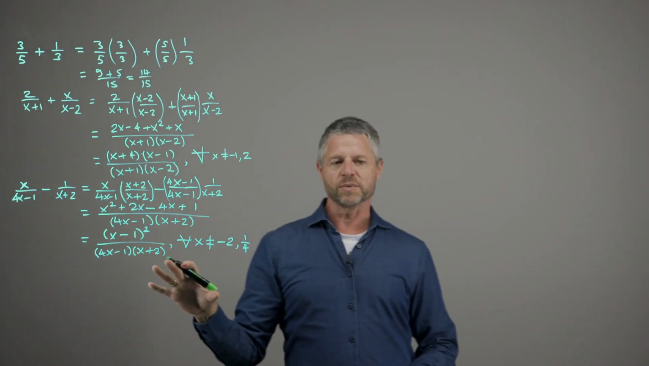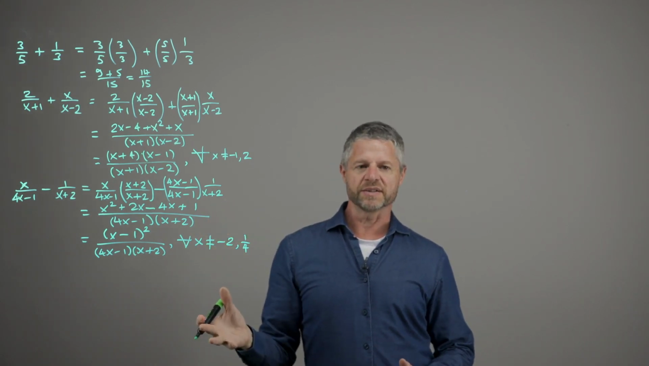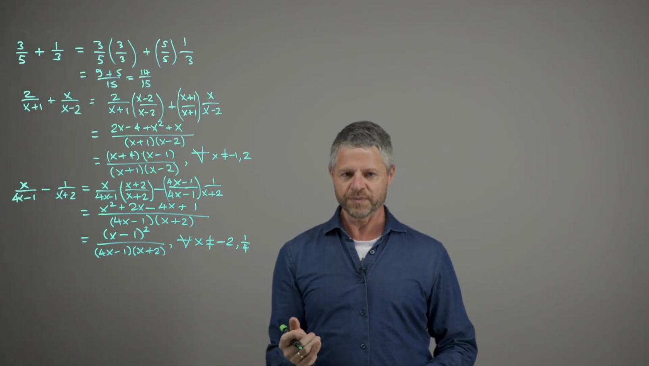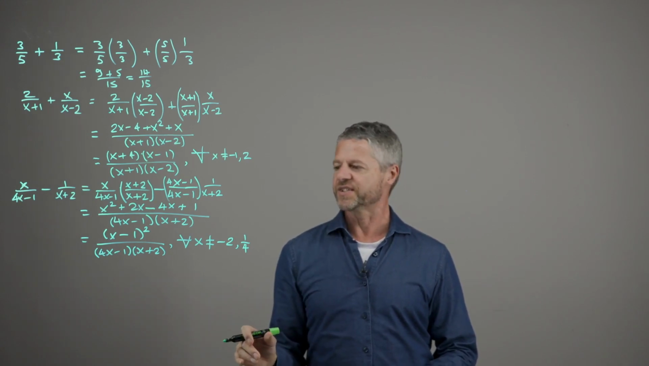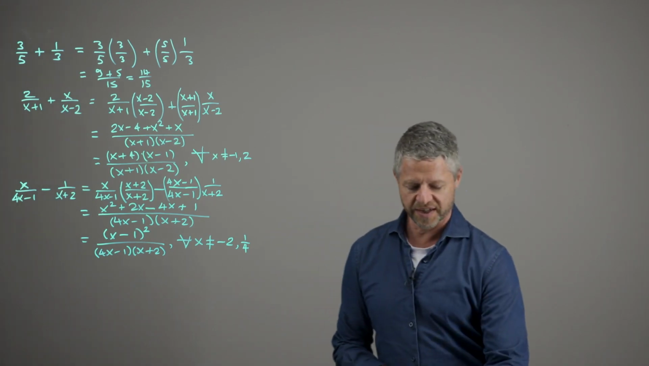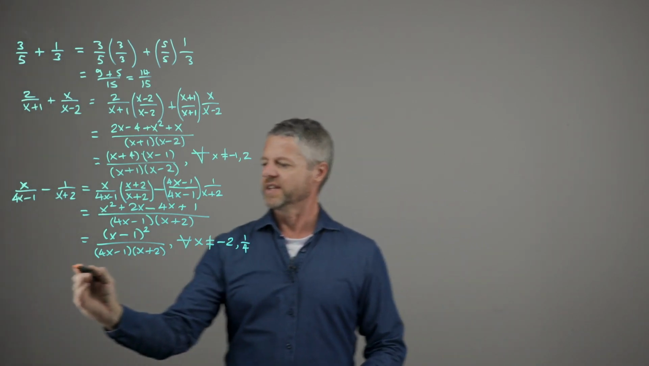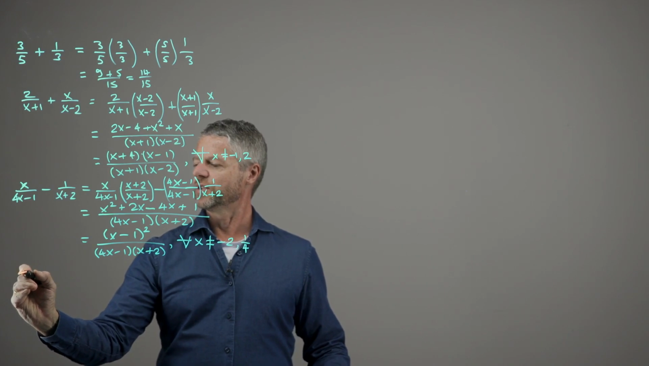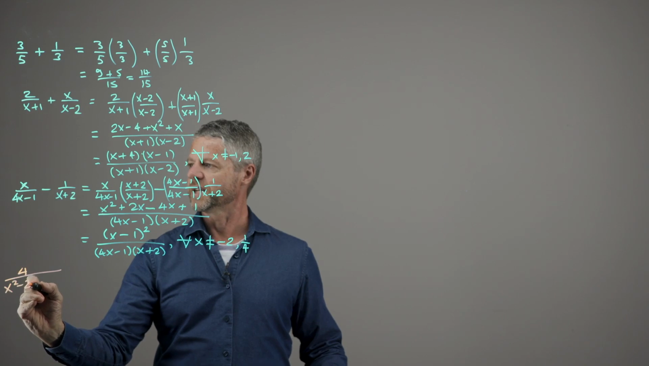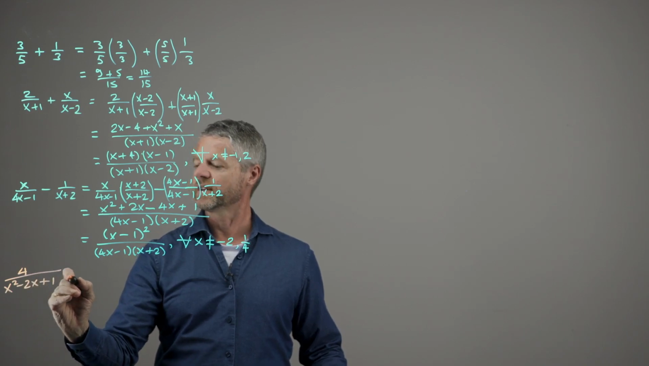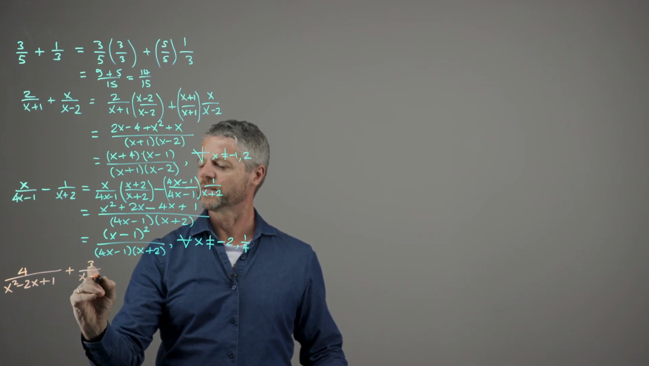As always when we're working with rational expressions, it's nice if we can simplify the final answer or use factoring along the way to simplify the calculations. Let's see an example of how factoring might simplify things. Let's do 4 over x squared minus 2x plus 1 and add 3 over x minus 1.